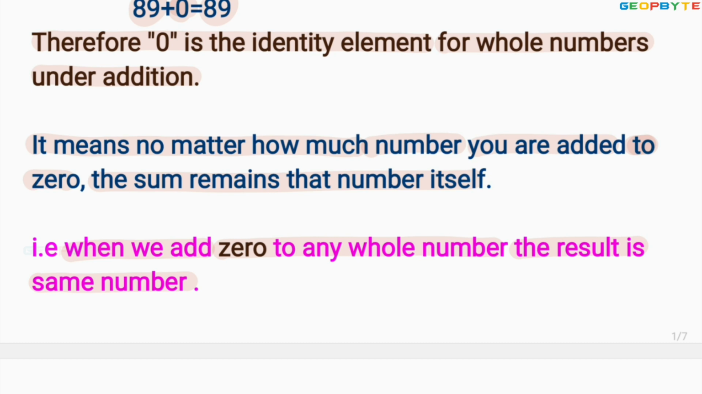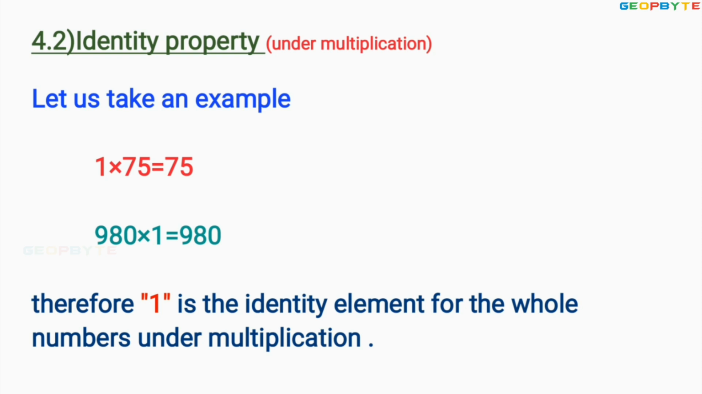Similarly, let us move to the identity property for multiplication. Look at the identity property for multiplication. 1 into 75 is equal to 75. Similarly, 980 into 1 is equal to 980 only. It means 1 is the identity element for the whole numbers under multiplication. It means no matter what number you multiply with 1, the resultant value is that whole number only.